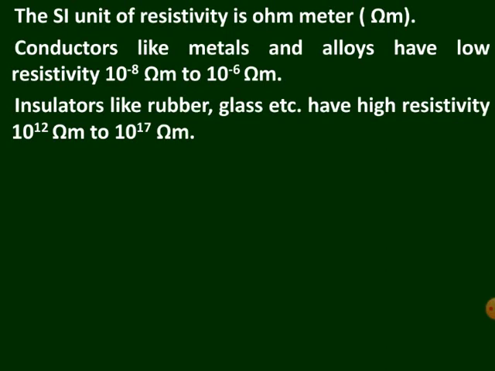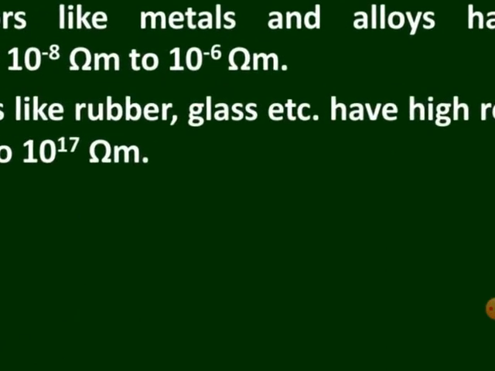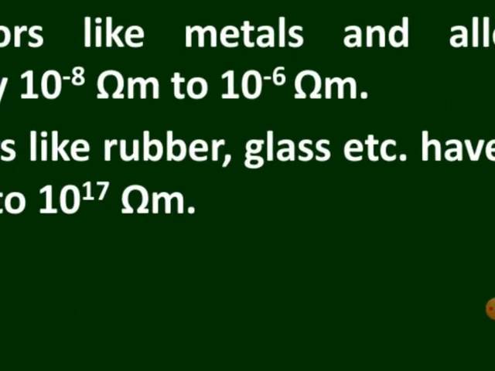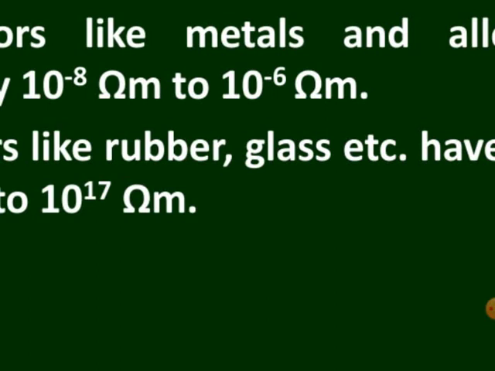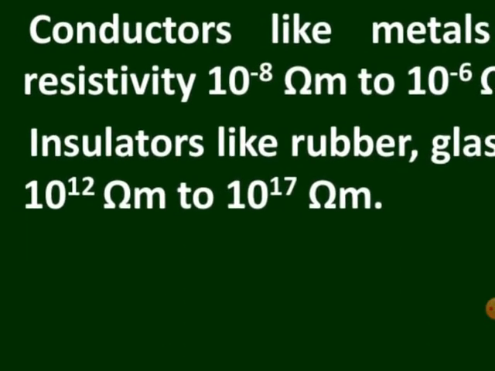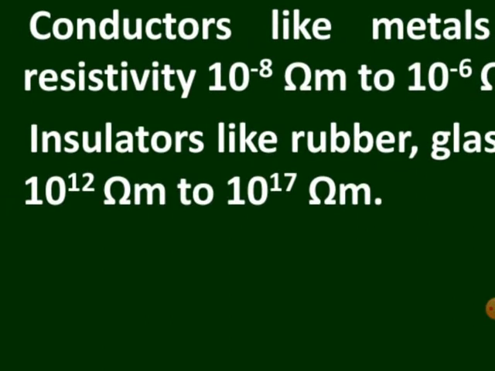For a conductor, the resistivity will lie between 10 to the power minus 8 ohm meter to 10 to the power minus 6 ohm meter. That means this will be that of a conductor or metal. And if it is that of an insulator, then it will be very high and its value lies between 10 to the power 12 ohm meter to 10 to the power 17 ohm meter.